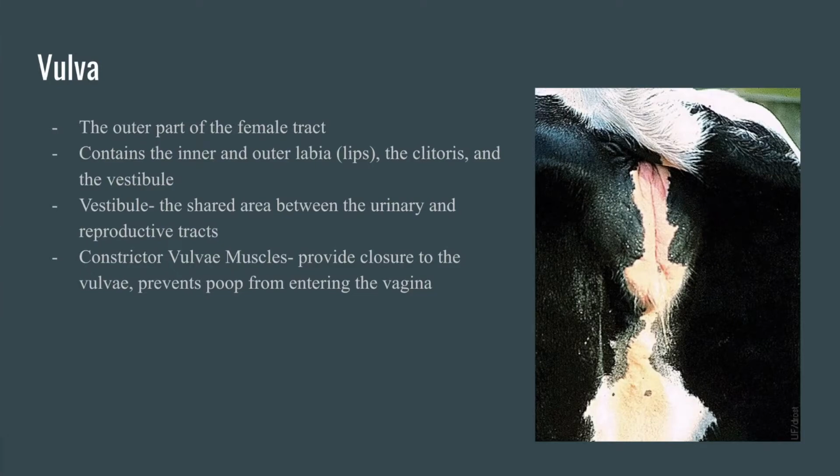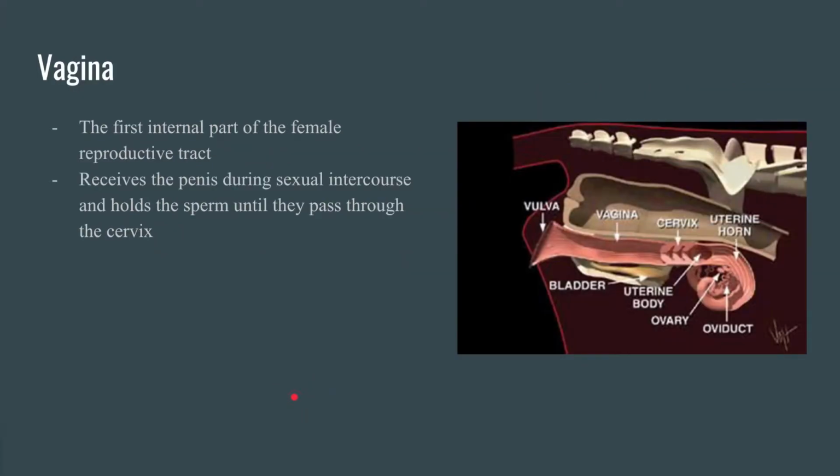It contains the inner and outer lips, or labia, the clitoris, which is analogous to the penis, and the vestibule. The vestibule is a shared area between the urinary and reproductive tracts. It also contains the constrictor vulvae muscles, which provide closure to the vulvae and prevent poop from entering the vagina.